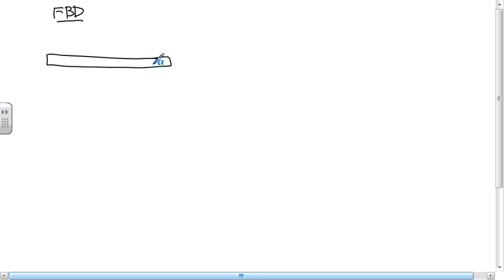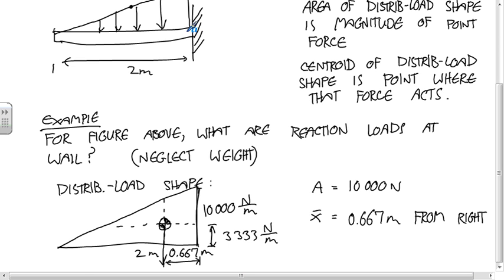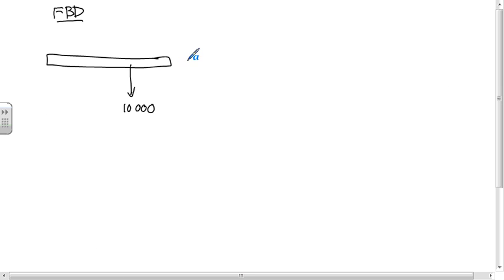Okay, so let's draw a free body diagram. Now I'm going to replace that distributed load with a point force of 10,000. And the distance from here to here is 0.667 meters. What are the loads produced by the fixed joint at the wall? Yep, so there's a couple, and then there's an unknown force vector.